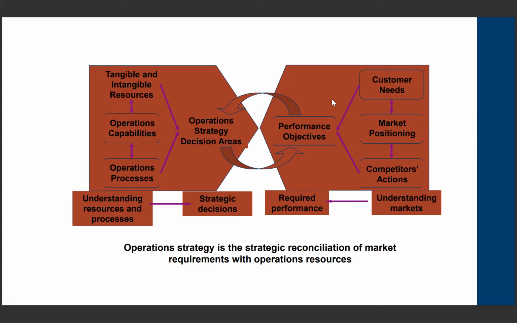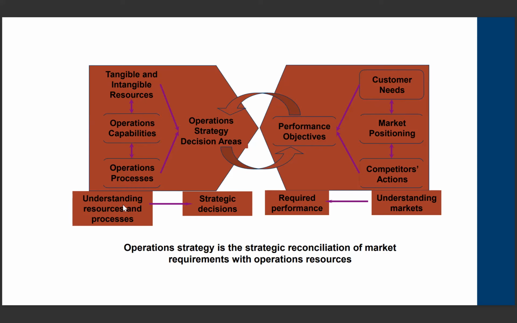Market requirements comprise performance objectives, as we discussed in the first slide. And on this side, these are the operation resources. This side consists of operation resources. We need to understand resources and processes. What are the resources we have? What are the processes we are doing?